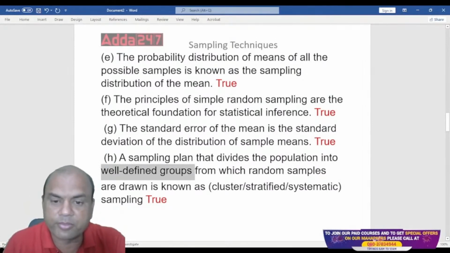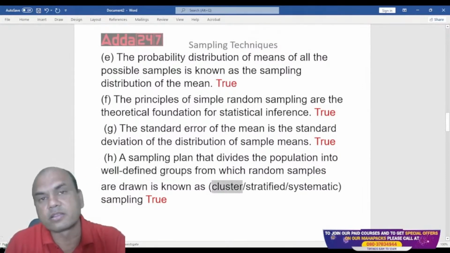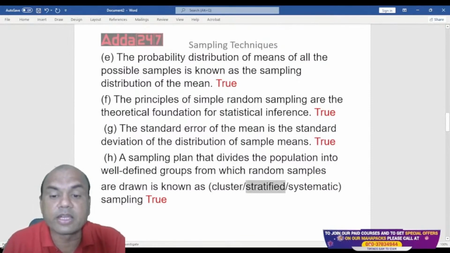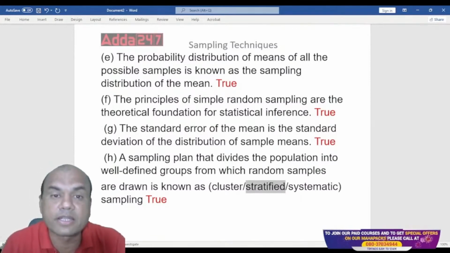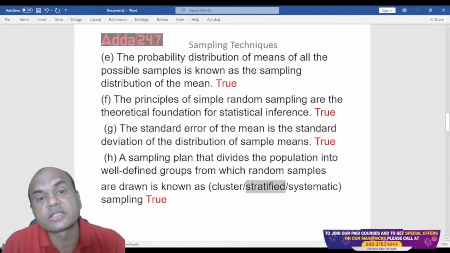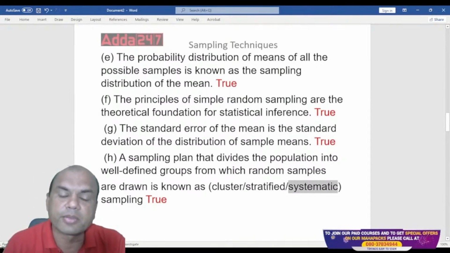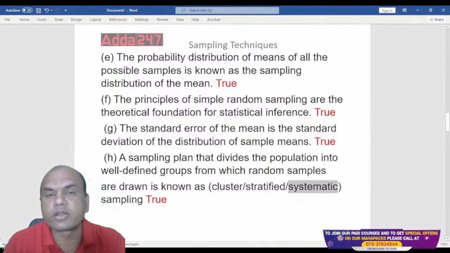Here, I'll give you some hints about this. Cluster will always relate to region. Stratified will always relate to strata, means some groups, common things, percentages, 40 to 60%, 60 to 80%. Systematic will always relate to line. All of you stand in one line and every 10th person come here. So that is systematic. So these are all well-defined groups. So the answer is true over here.